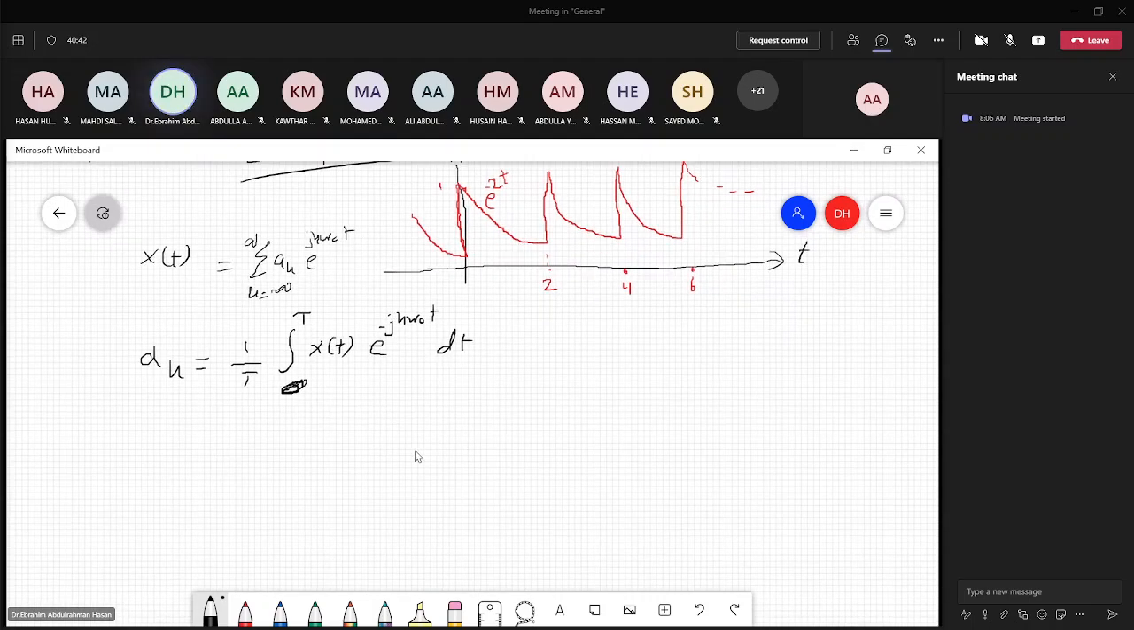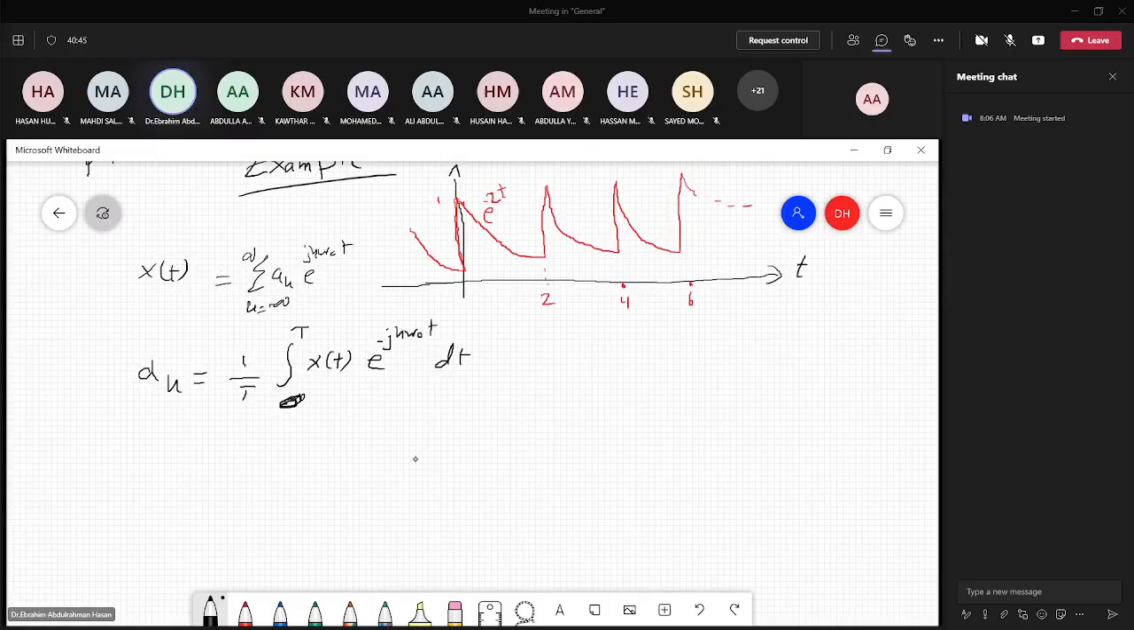Okay, what is AK here? It is 1 over period. So 1 over t. T is equal to 2 here. Integration from 0 to 2 of e to the power of minus 2t multiplied by e to the power of minus jk omega naught t dt, where omega naught equal to 2 pi divided by 2, which is equal to pi radian per second.